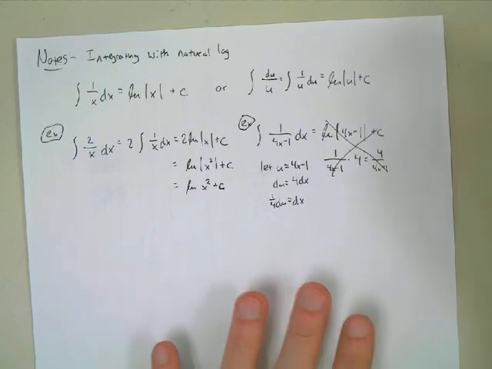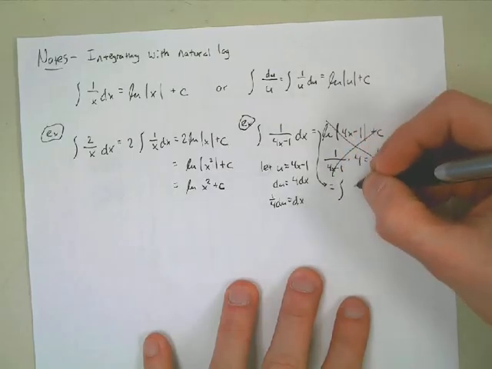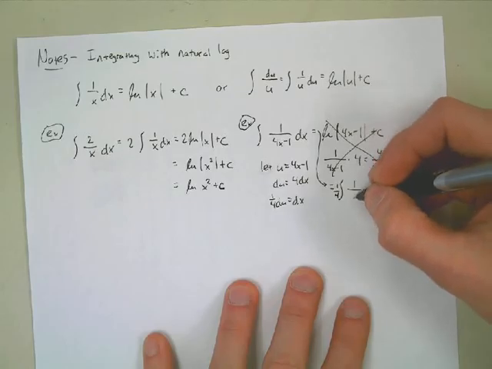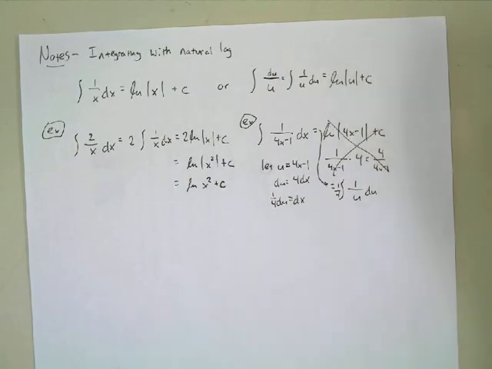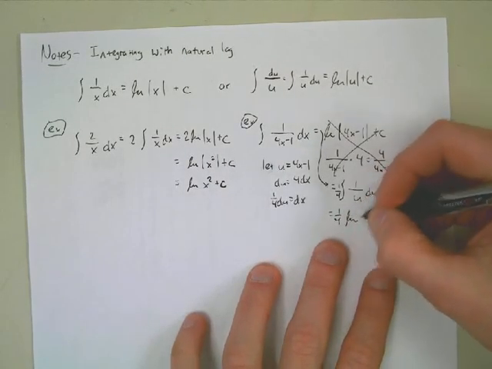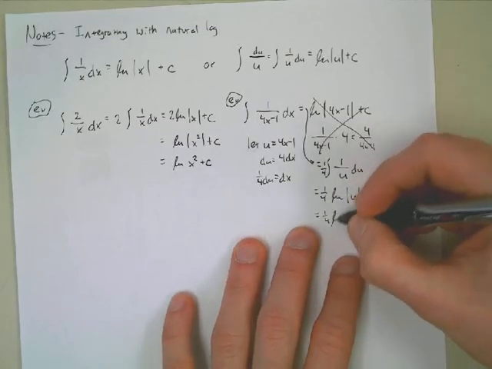Okay, and so now it becomes the integral of, I'm going to put the 1/4 out front, 1/4 over 1 over u du, or 1/4 times the integral of 1 over u du, which then equals 1/4 natural log of the absolute value of u plus c, which then we sub in the 4x minus 1.